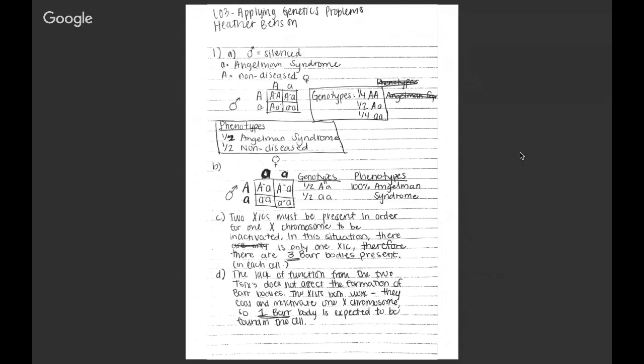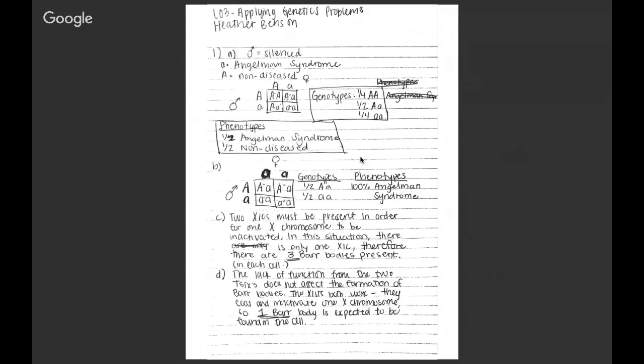So for this one, we can see that we have the female, and here we have the male. And when they cross, it turns out the genotypes become 1/4 homozygous dominant, half heterozygous, and 1/4 homozygous recessive. And the phenotypes, you can see here which genes are silenced, and that's because those genes come from the paternally inherited alleles. So half of the progeny will have Angelman syndrome and half will be non-diseased.